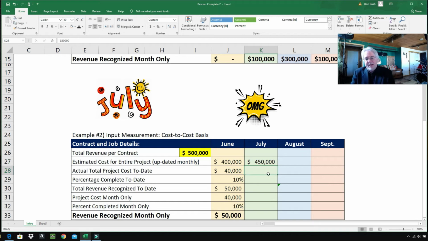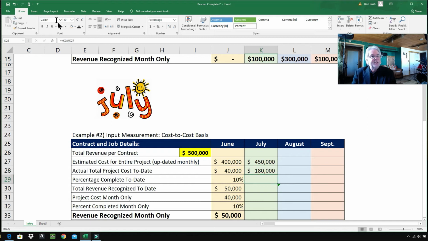The estimate was $400,000, but I had to change my estimate because things just have not been going according to plan. We asked the engineer, what's the actual total project cost to date? How much have we spent during the months of June and July? And the engineer replies, we have spent a grand total of $180,000. Okay, so what is the percentage complete to date? Well, all we're going to do is take this grand total amount of actual cost to date and divide it by the estimated cost for the entire project, and we'll see how much we have done. So we guess we're about 40% done with this project.